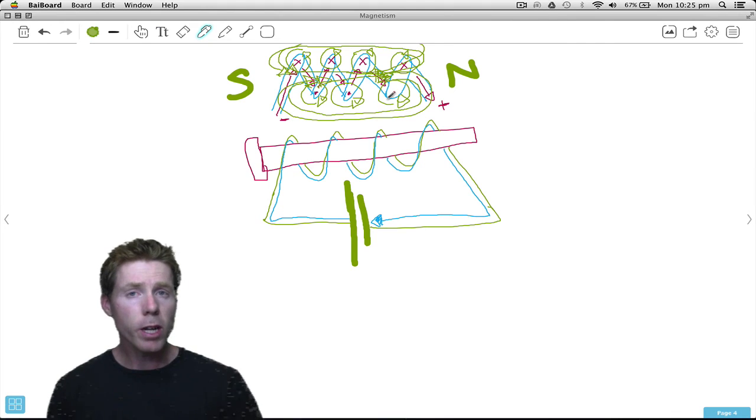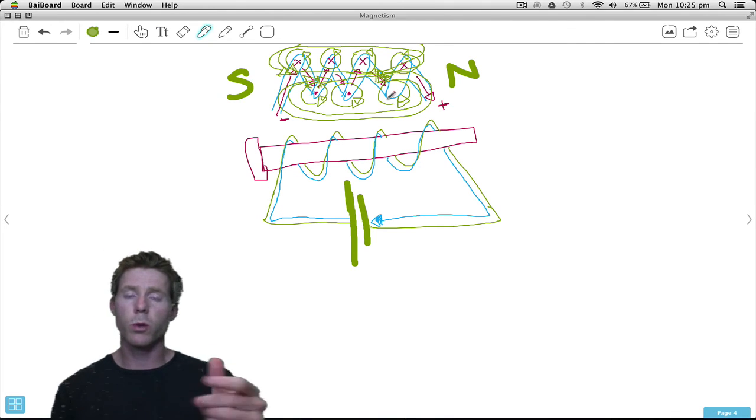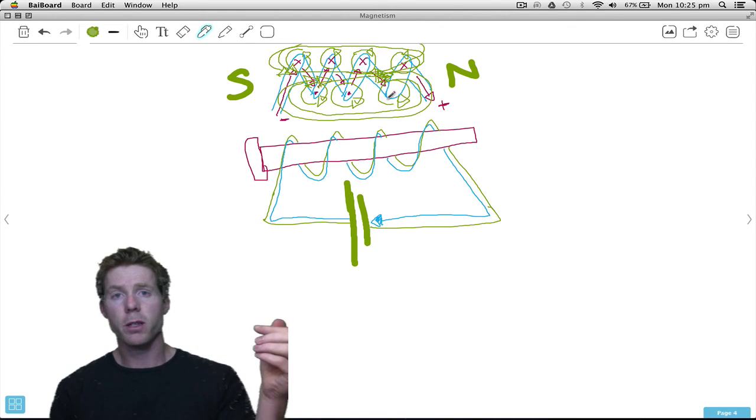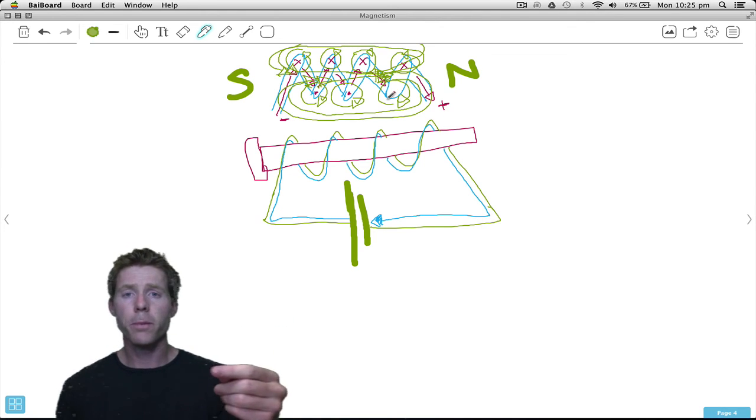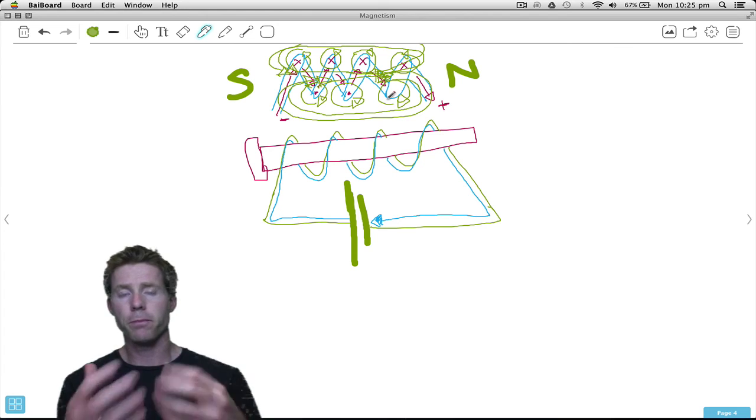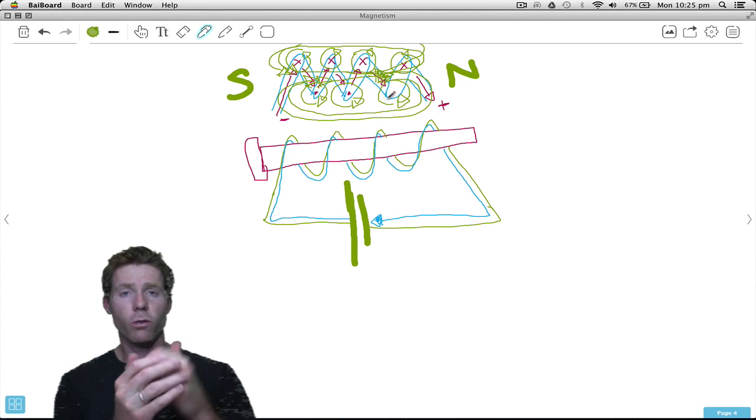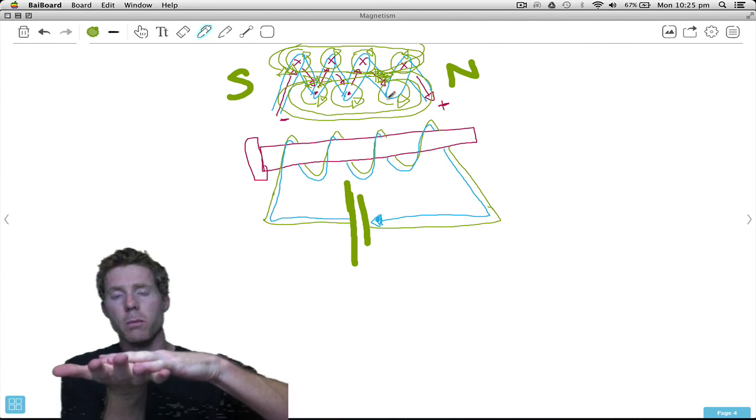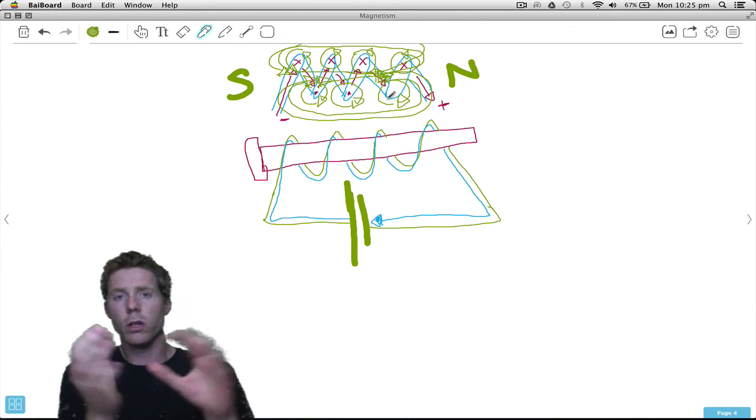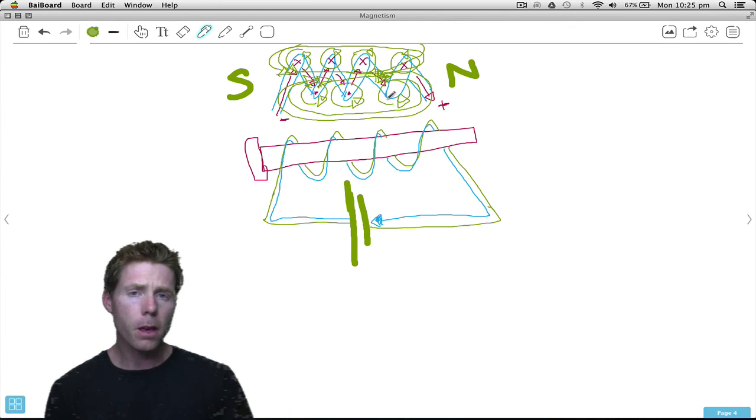We use them in relays. So in your car, when you flick the switch to turn on your headlights, that switch actually sends current going through a coil of wire, which activates a magnetic field. That magnetic field pulls down on this big piece of metal, which then completes the circuit to turn on your headlights.